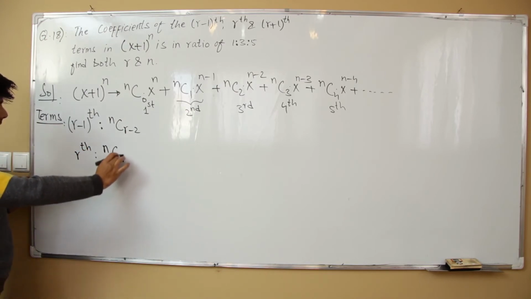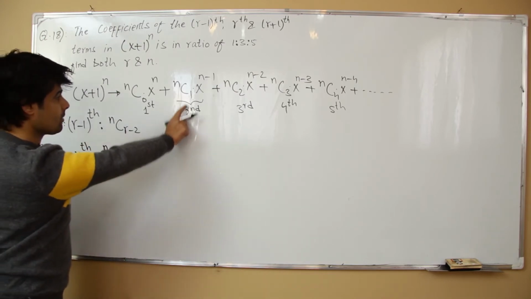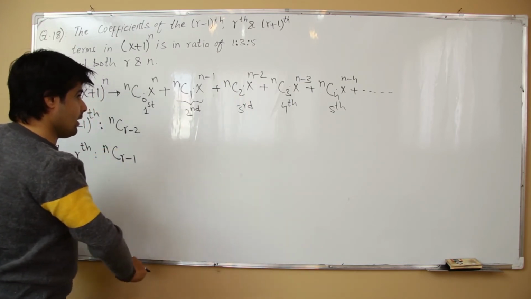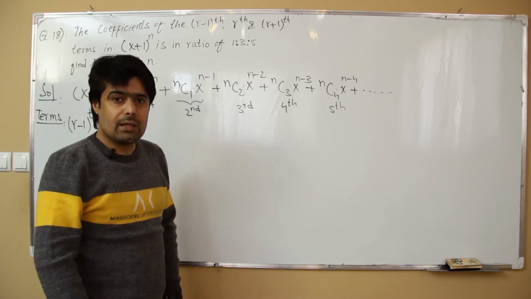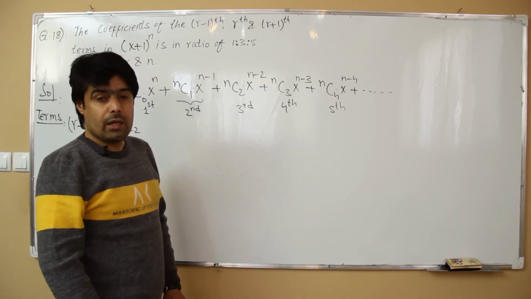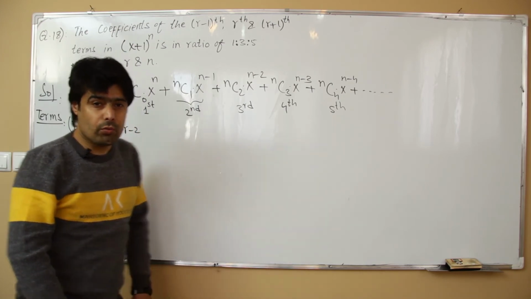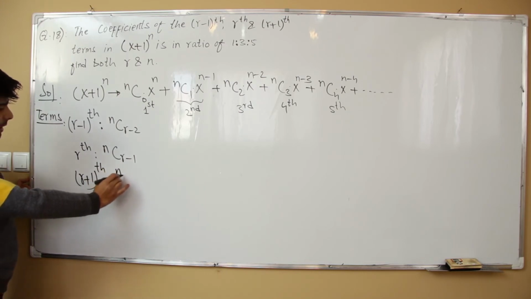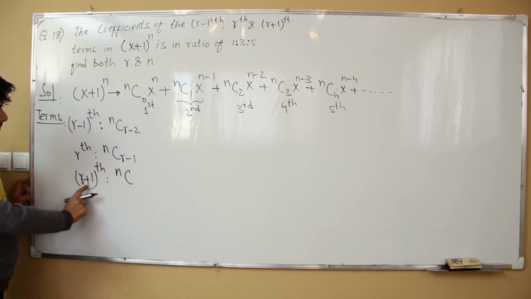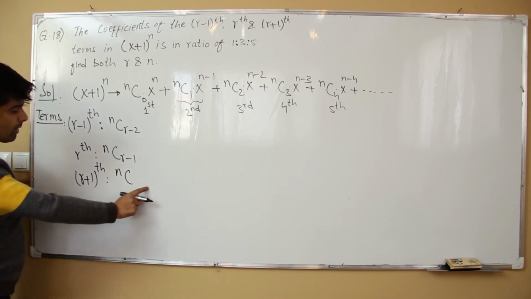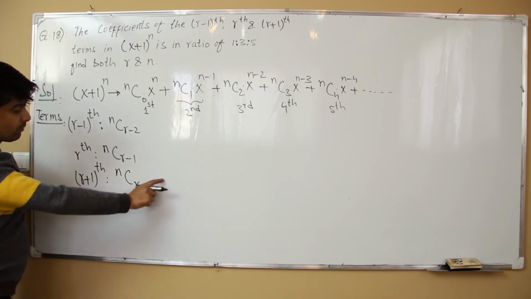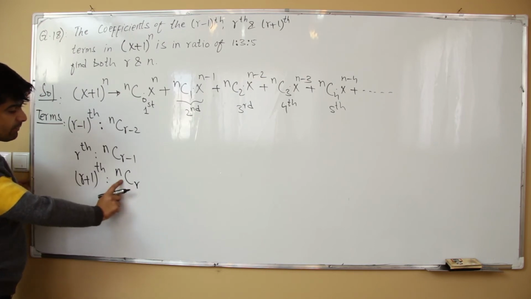It is nC(r-1). Why? In the second term we have 1, in the third we have 2, in the fourth we have 3, in the fifth we have 4, in the 10th we have 9, in the 20th we have 19, and in the r-th we have r minus 1. What is the coefficient of the (r+1)th term? It is nCr. From r plus 1 you have to decrease 1 more, so you have r plus 1 minus 1. 1 with 1 is cancelled, we have nCr.